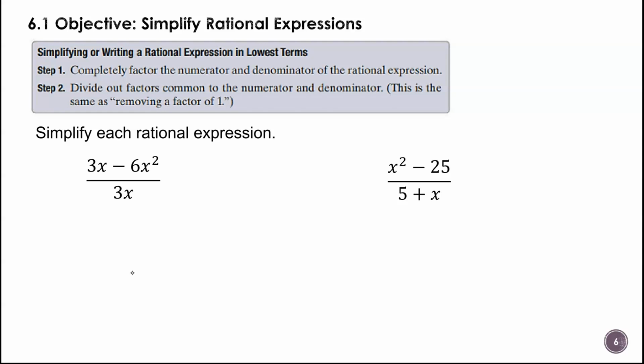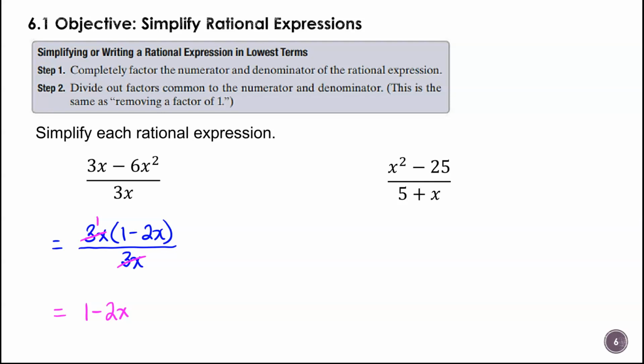All right, so let's factor. And so the only way to simplify these is by factoring. So we're going to factor out a 3x in the numerator, and then that leaves me 1 minus 2x. And then in the denominator, that was a 3x. So you can see that we have a common factor. It's 3x. All right, so 3x divided by 3x is 1. And so in simplified form, this would be 1 minus 2x.